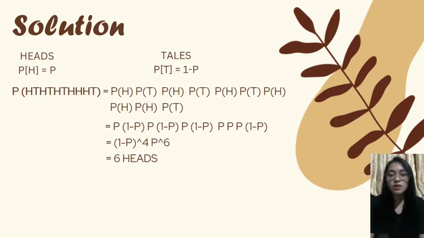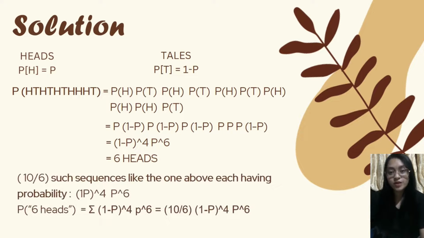Specifically, the question then becomes how many sequences are there that have exactly 6 heads, which can be answered by asking ourselves in how many ways can we place 6 heads in 10 flips. That's the logic there, guys, and that answer is 10 choose 6. So there are 10 choose 6 such sequences like the one above, each having probability equal to (1 minus p) to the 4 times p to the 6, because there are 6 heads and 4 tails.